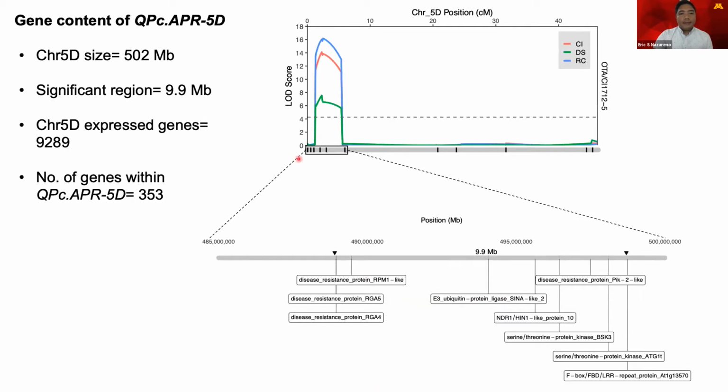So again, I looked at a representative QTL, the gene content of them. We see some resistance gene analogs here, and some other genes like PIK2 that have been identified in other crops such as rice, and they can be candidate genes for APR.